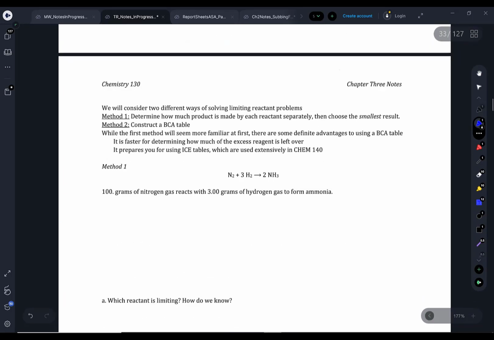The other method, which most people hate initially, is the BCA table method. The second method is much better when you need to know exactly how much of everything is left over at the end. Does that make sense? So when I need to account for everything, and in Chem 140 especially, that's critically important to know how much there was before and how much of everything there is at the end. And so the BCA table method works much faster for that. It also works much faster when you're dealing with net ionic equations and milliliters and molarity.